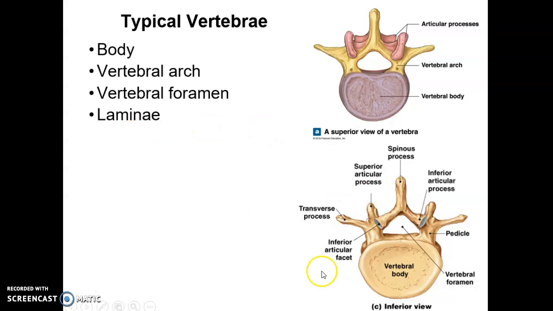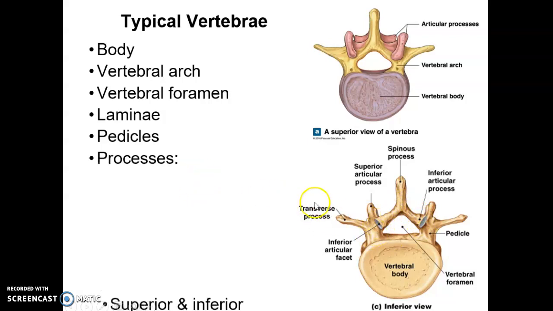Then there are laminae, which are in this location here, and also here and here. The laminae form part of the vertebral arch, along with the pedicles, which are the portions of the vertebral arch here and here that come off of the body. So there's a pedicle here, lamina here, another lamina here, and another pedicle here, so they form the vertebral arch.